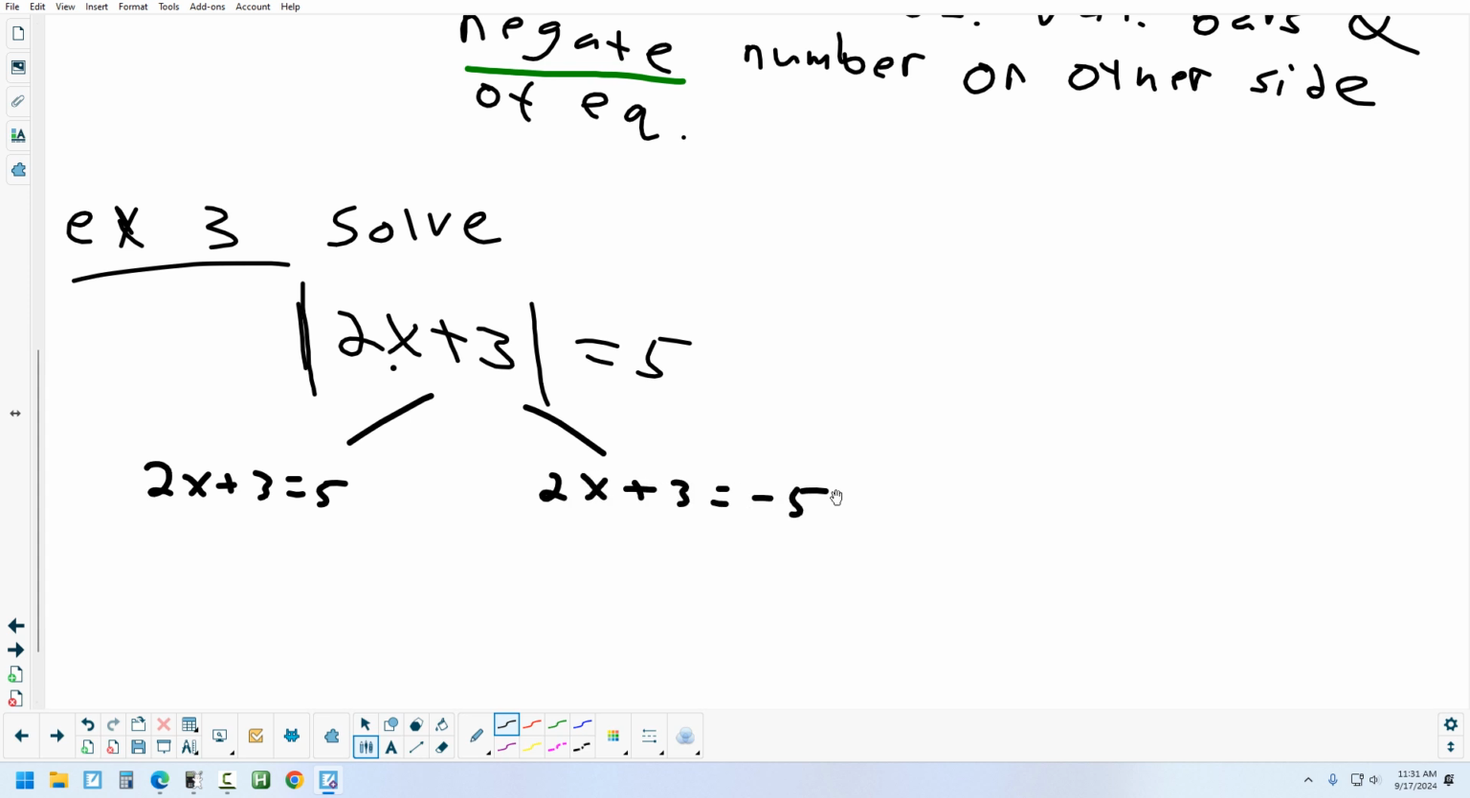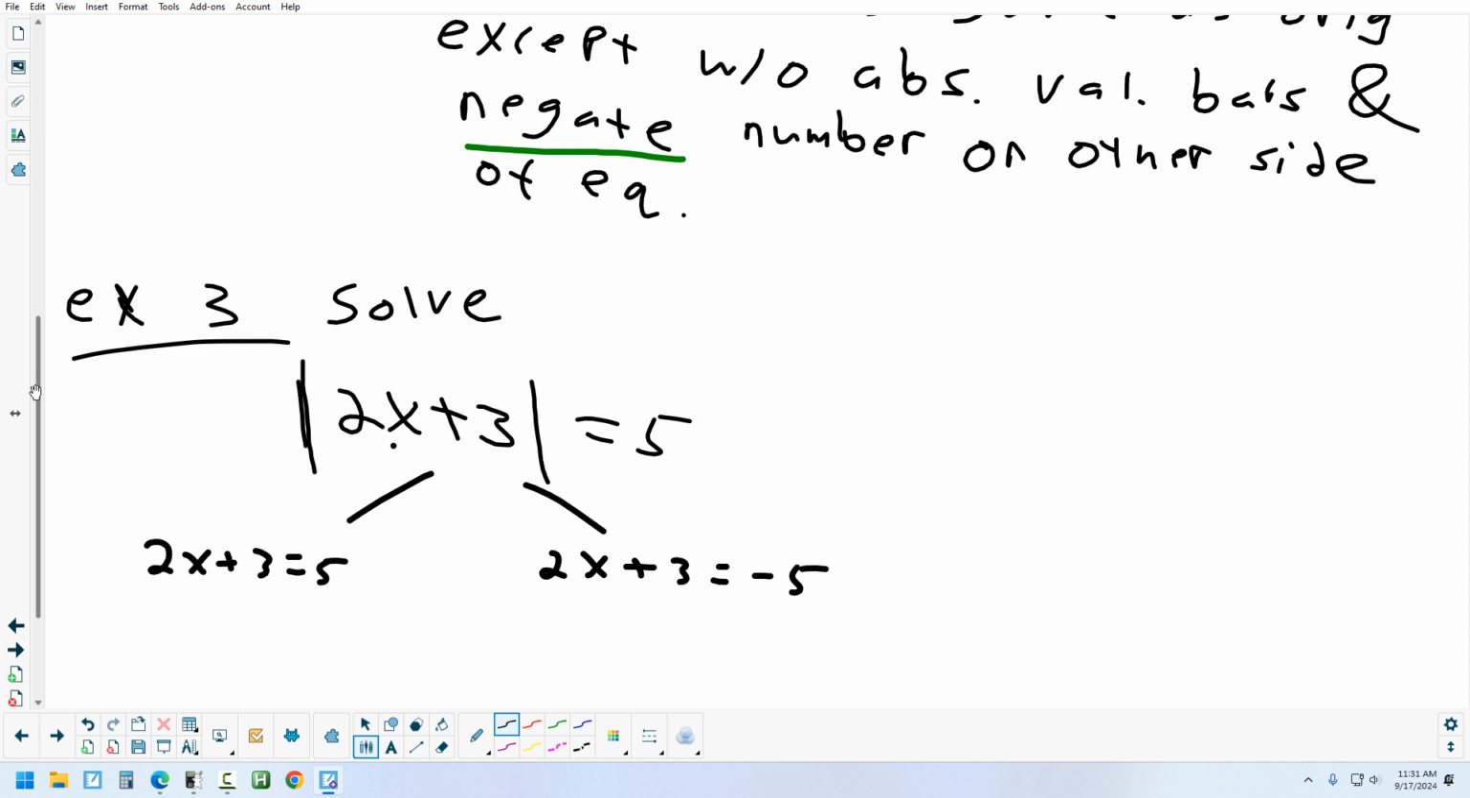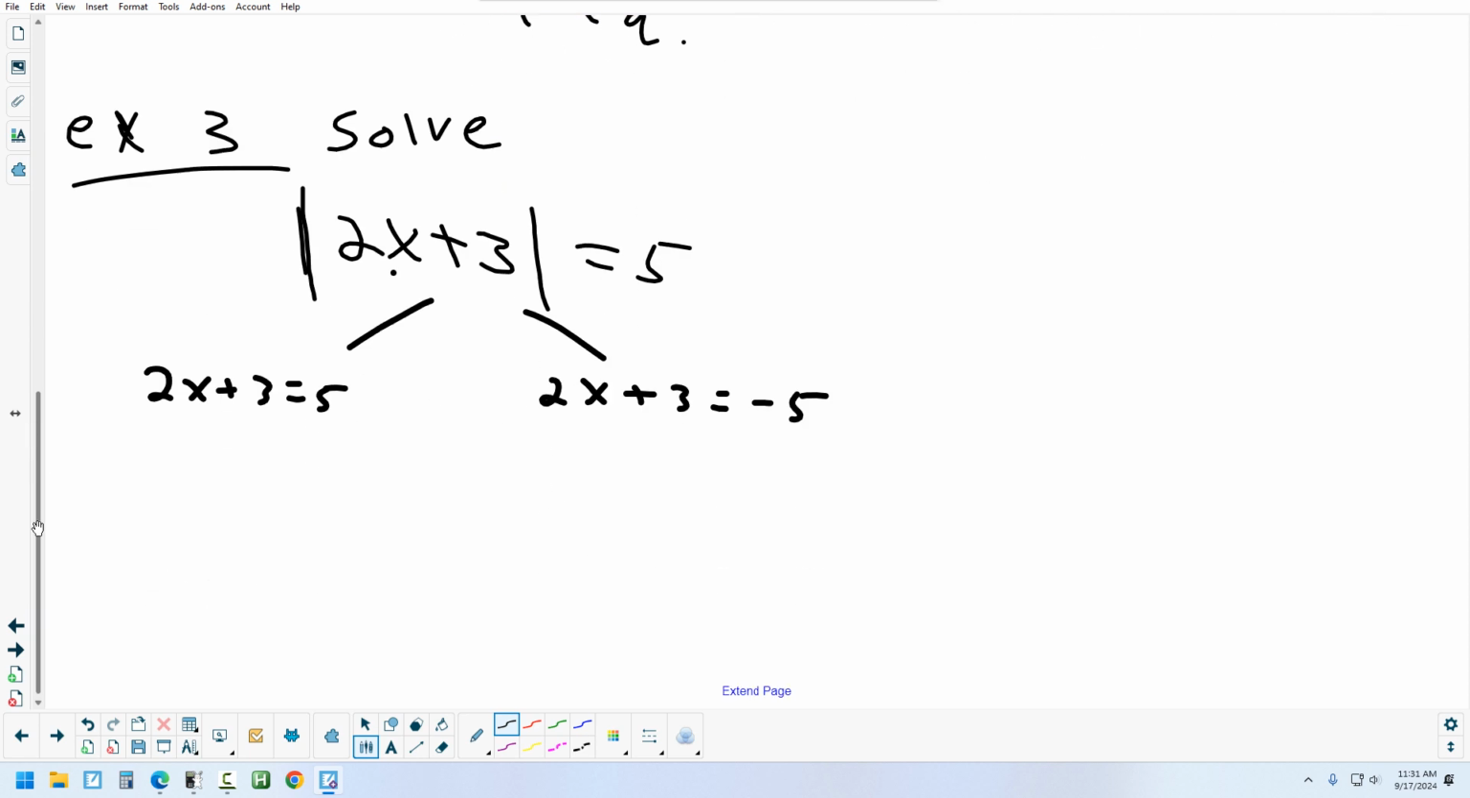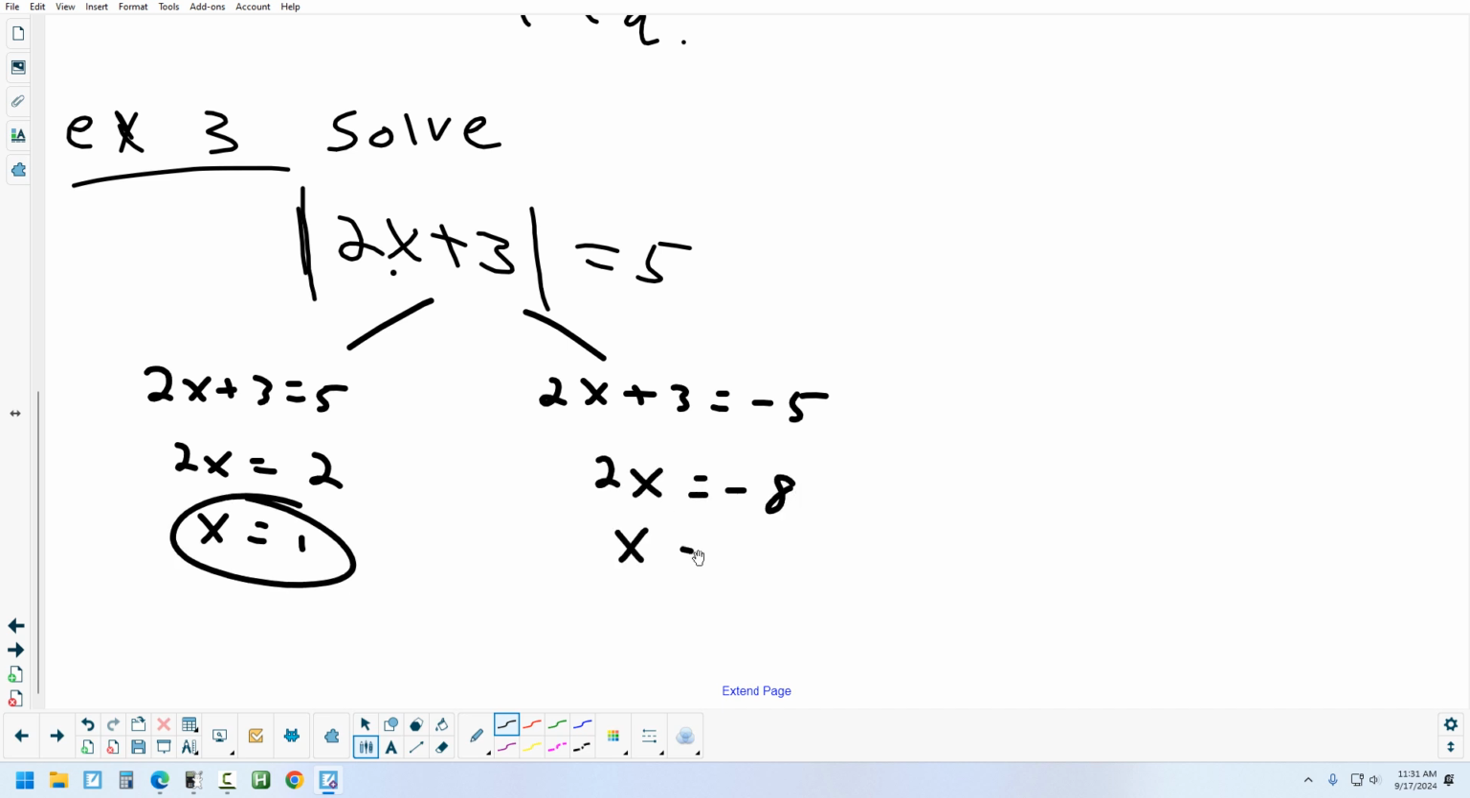At this step, now we have two linear equations to solve. So we get 2x equals 2, x equals 1, 2x equals negative 8, x equals negative 4. And that's it. They're both answers. So you've got to make sure when you're solving absolute value that you write both answers, because if you write one, you're missing the other. Usually there are two. So always solve for two.